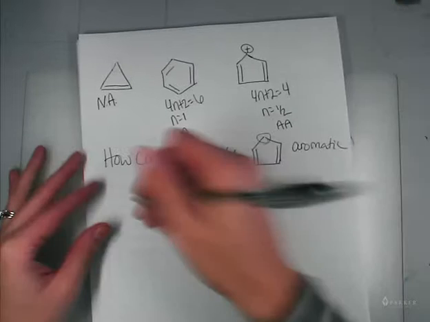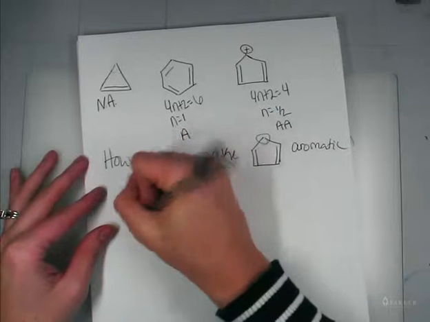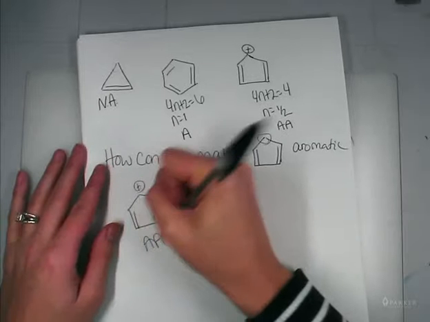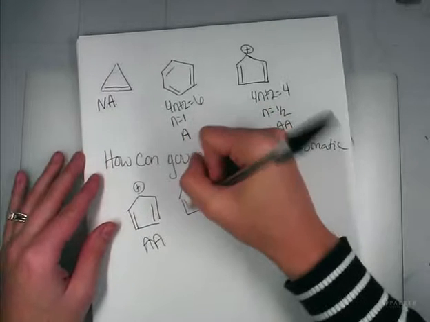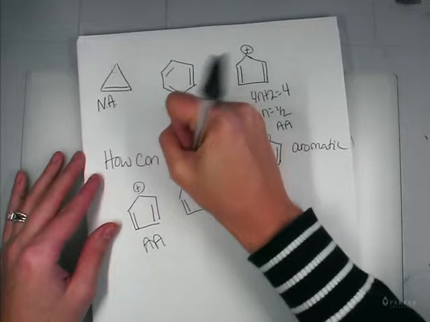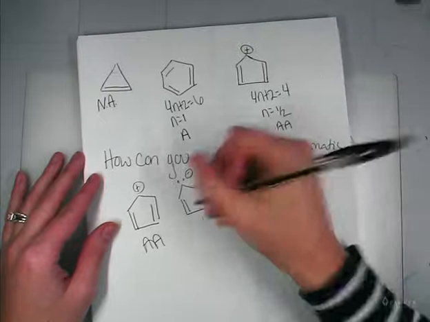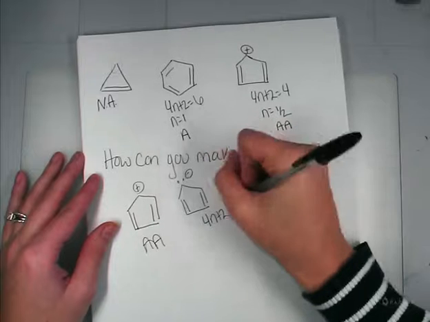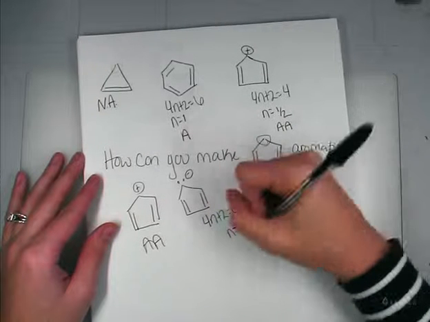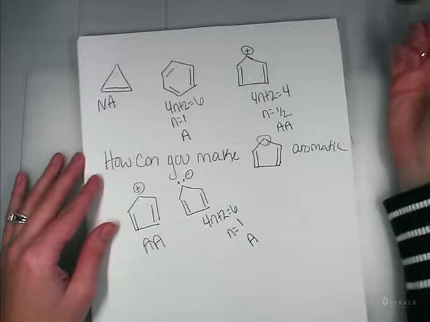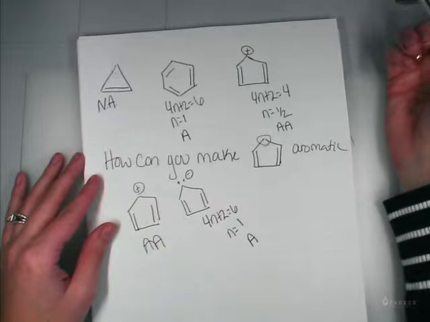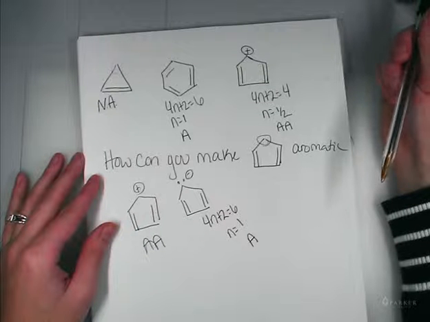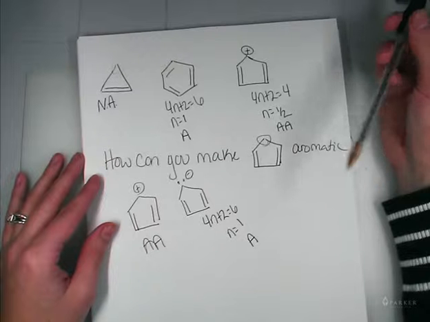So let's try putting a positive on it. Yeah, that's what I have above, and that would make it what? Anti-aromatic. So let's try like a lone pair. Would that work? Yes, because if we do 4n plus 2, 2, 4, 6, n equals 1, which would be aromatic. Does everybody follow that?